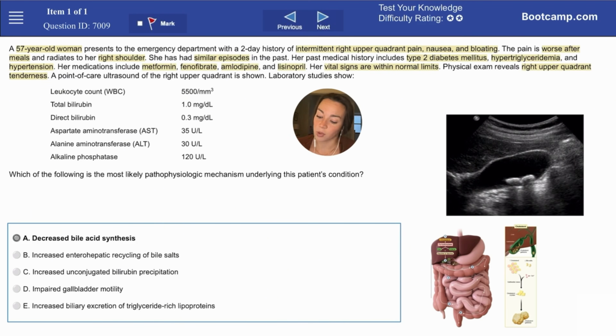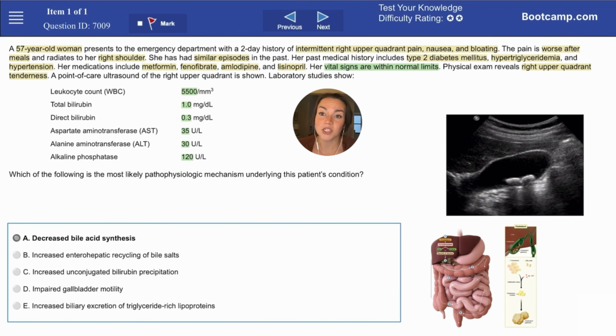So they went ahead and did a point of care ultrasound, and they're going to show it to us over here, which we'll walk through in a minute. But first, let's walk through her labs. So the white count looks normal, the bilirubins both look normal, the LFTs look normal, and so does the alk phos. So she's got normal vitals and normal labs.